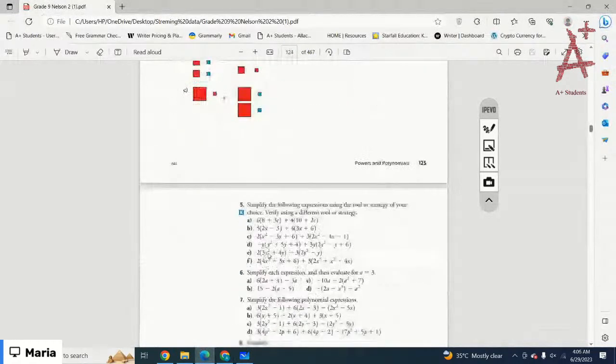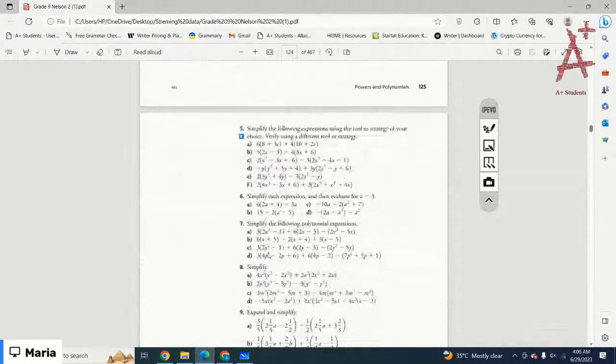The next one is simplify the following expressions using the tool or strategy of choice. Verify using a different tool or strategy. So let's just start with question number 5, A.